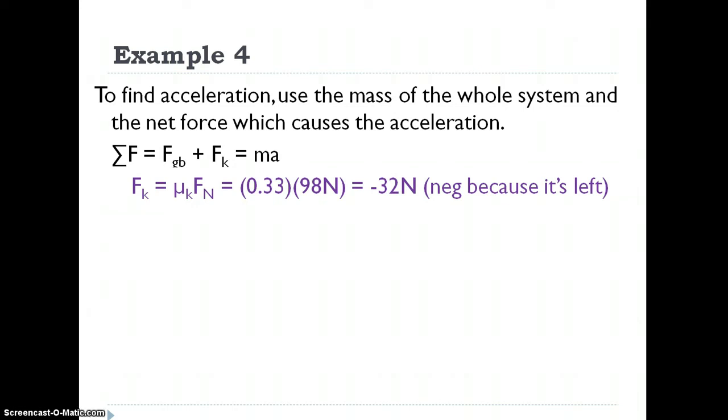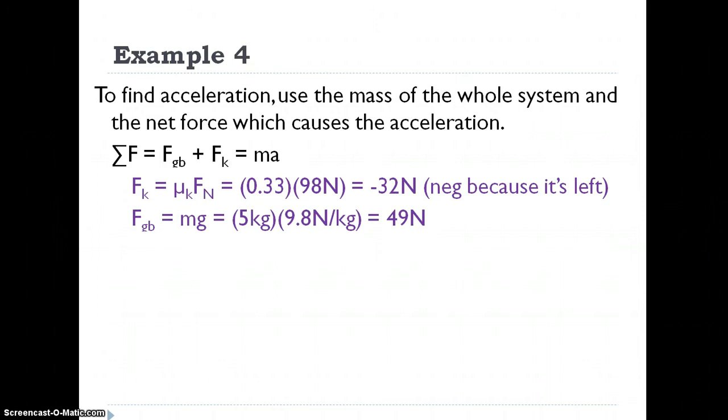So that's going to be 98 newtons. And we solve for the friction force there, and you have negative 32 newtons. Notice the negative doesn't show up in the problem until I put it there, and I'm doing that because I define my coordinate system in the direction of motion, and the friction is against the direction of motion, therefore it's negative.